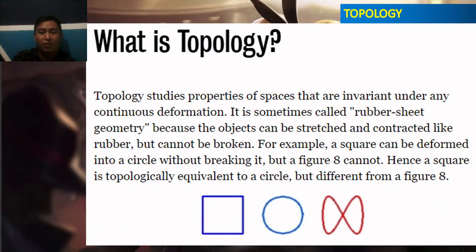Okay, class, what is a topology? So, topology is a field of mathematics that studies properties of spaces that are invariant under any continuous deformation. It is sometimes called rubber sheet geometry because the objects can be stretched and contracted like rubber but cannot be broken. For example, a square can be deformed into a circle without breaking it, but a figure eight cannot.